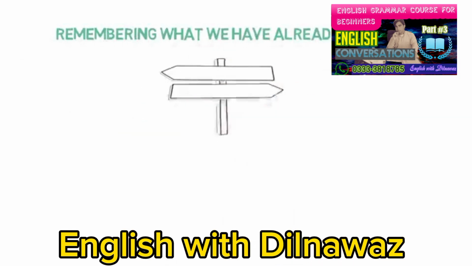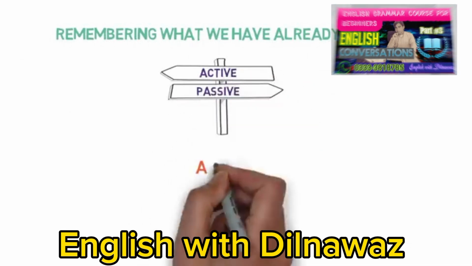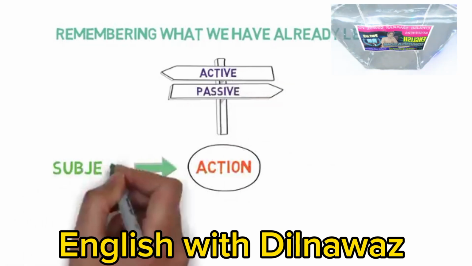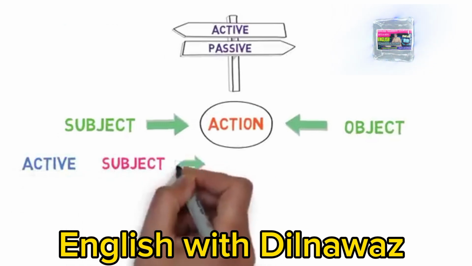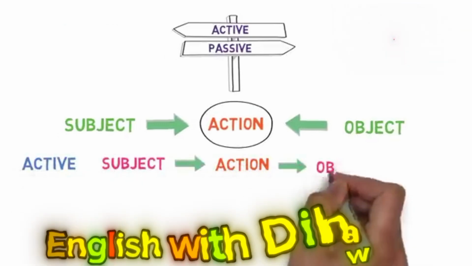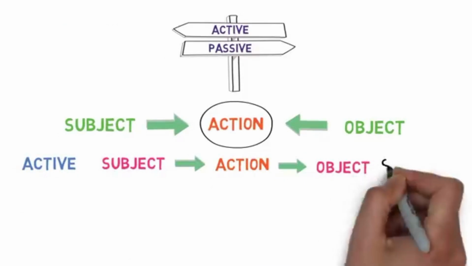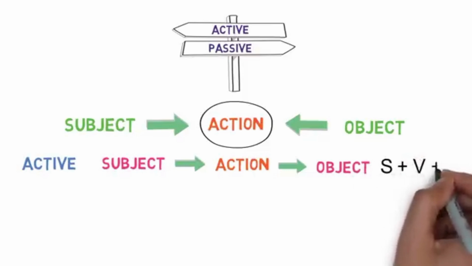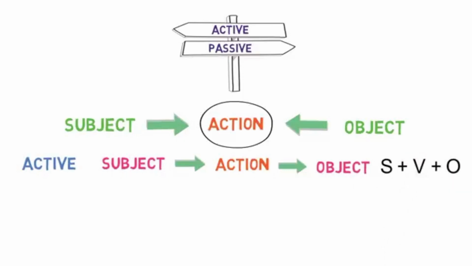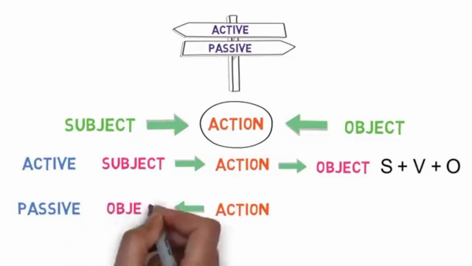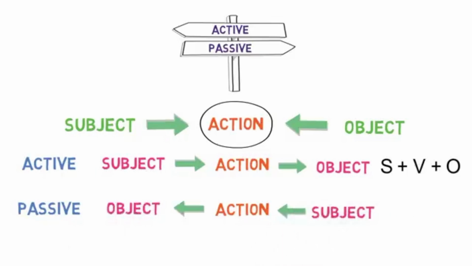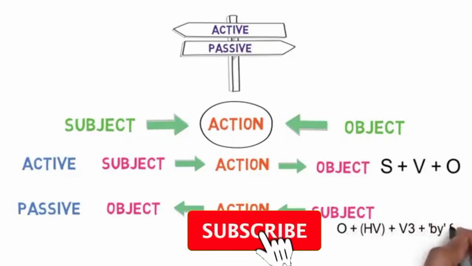There are two ways in which we can describe an action performed by the subject in relation with the object. First, active voice. Here, subject performs the action and object receives the action. Sentence structure is subject plus verb plus object. Second, passive voice. An action is performed on the object by the subject. Sentence structure here is object plus helping verb plus verb's third form plus by and then subject.